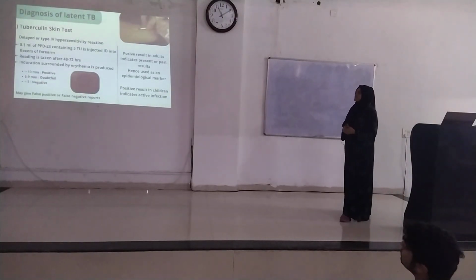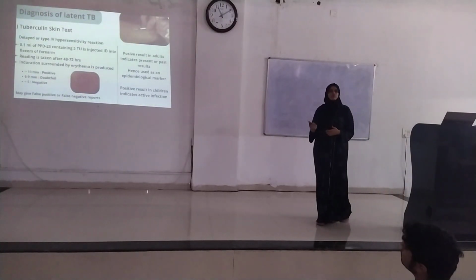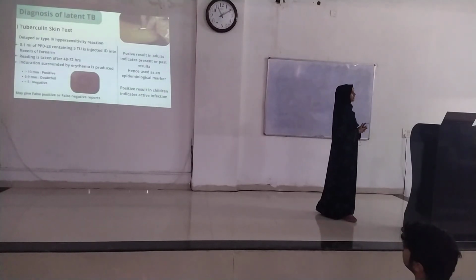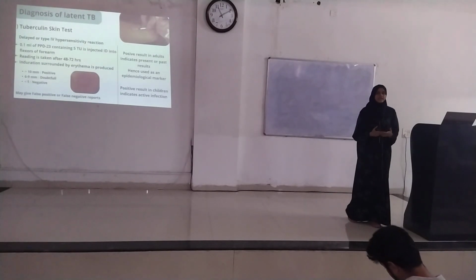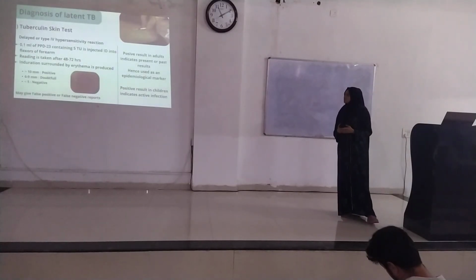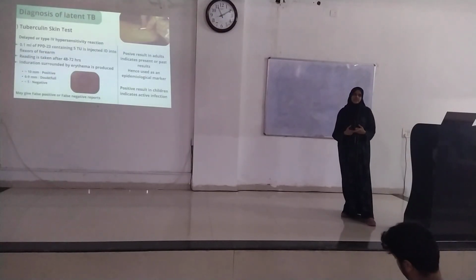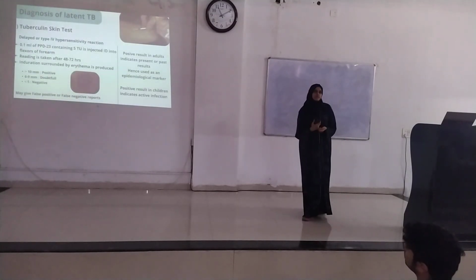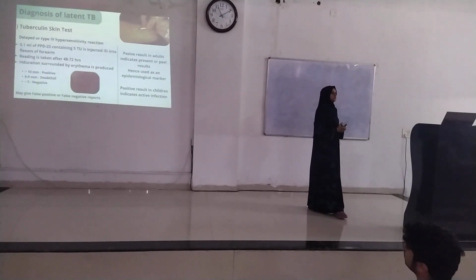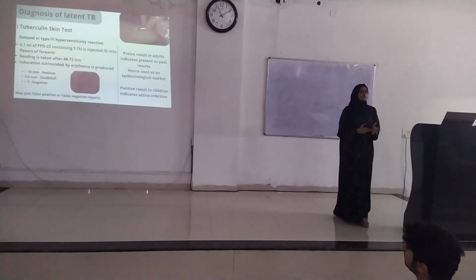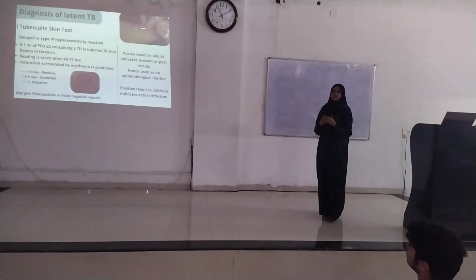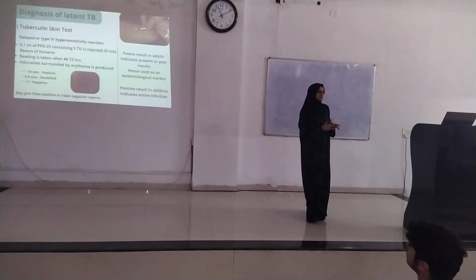Diagnosis of latent infection. So this is very useful for screening purposes and for epidemiological purposes. It is based on type 4 hypersensitivity, delayed hypersensitivity reaction. The first test is the tuberculosis skin test, where we inject the antigen into the skin of the forearm, and the reading is taken after 48 to 72 hours, where an induration is formed surrounded by erythema. If it is 10 mm or more, then it is a positive result.